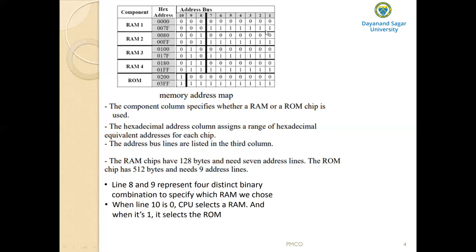Again the ending address. Start from the right side, 1, 1, 1, 1, group 4 bits. This is F in hexadecimal. Then group the next 4 bits: 0 1 1 1, that means this is 7, and the remaining are 0. So 0 0 7F. The starting address of RAM 1 is 0 0 0 0, and the ending address is 0 0 7F.